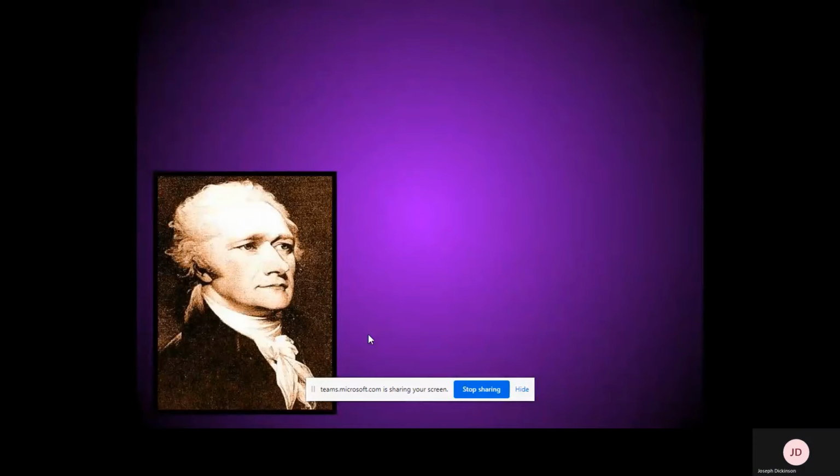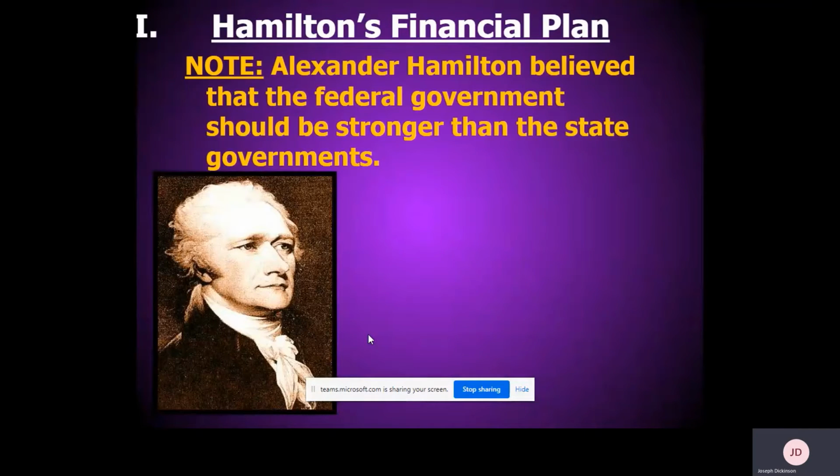Okay. So we got Alexander Hamilton. Man was so famous, he got his own musical. So his financial plan. Alexander Hamilton believed that the federal government should be stronger than the states' governments. Remember, with the Articles of Confederation, the state governments are stronger than the federal government. Alexander Hamilton is a huge proponent of a federal government. He wants the federal government to be big and strong, very powerful. This is what he and Thomas Jefferson are going to argue over.